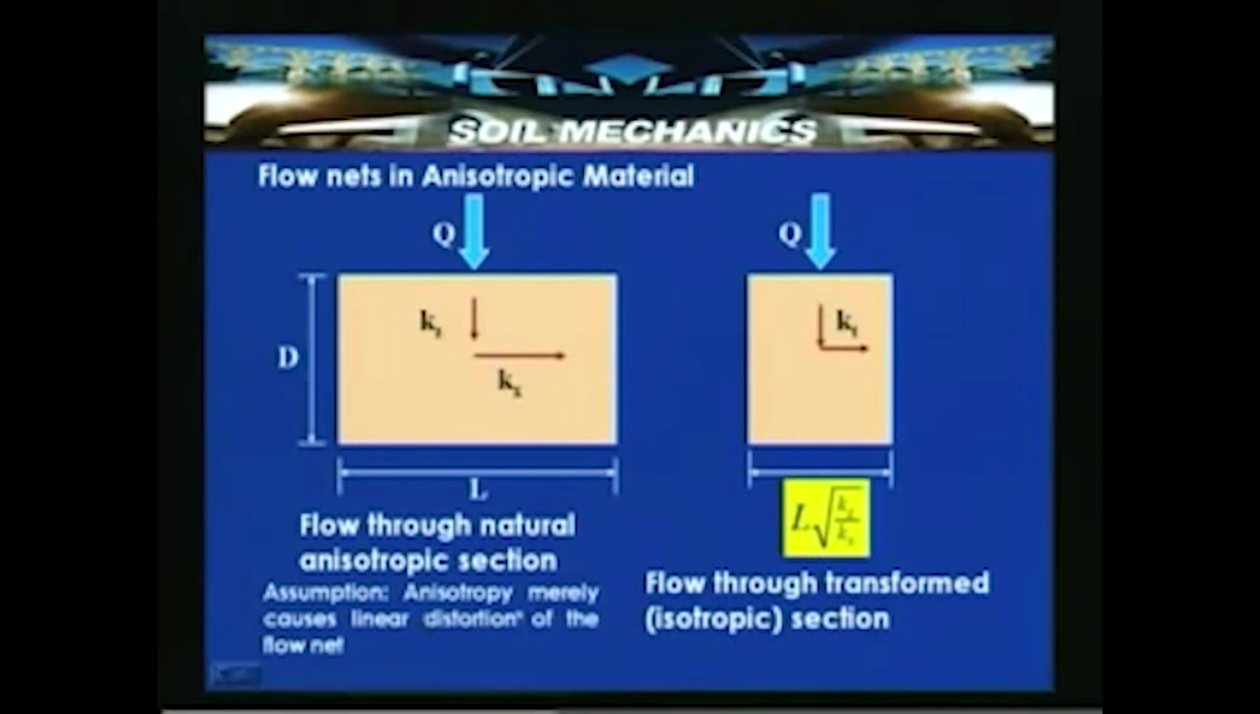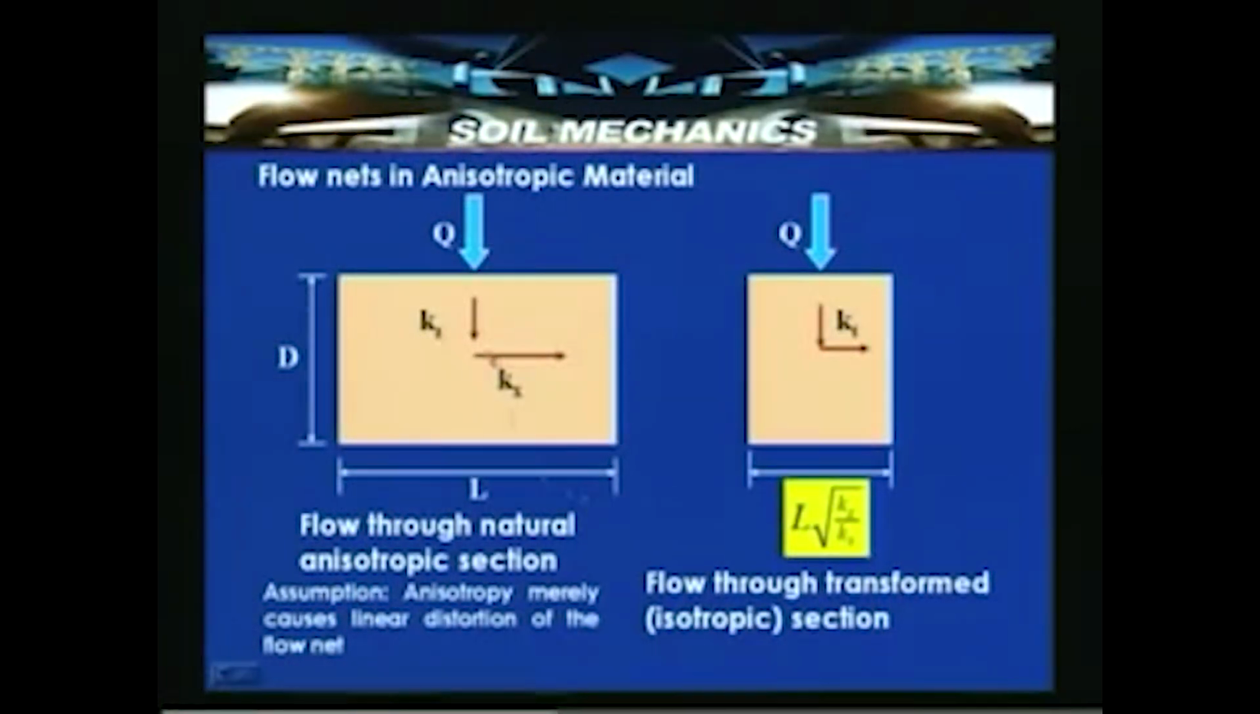The assumption is that anisotropy merely causes a linear distortion of the flow net. On this assumption, consider the flow through the natural anisotropic section shown here, where d is the depth and L is the length, kx is the permeability along the x direction, kz is in the vertical z direction, and q is the amount of flow occurring through this.